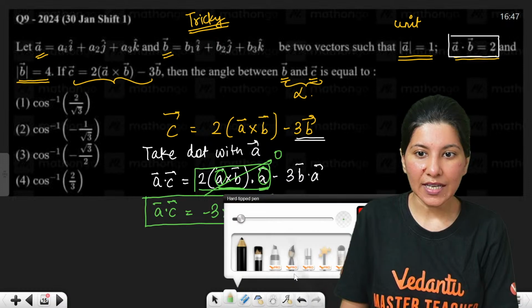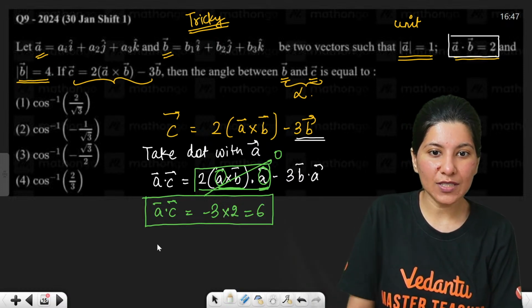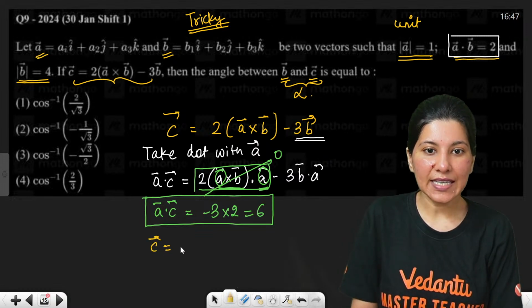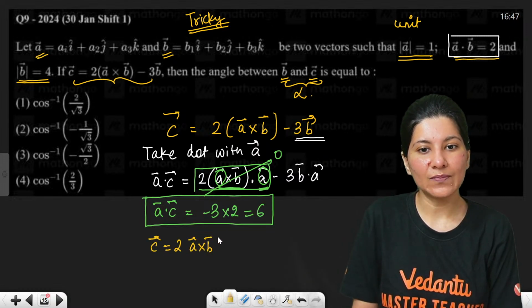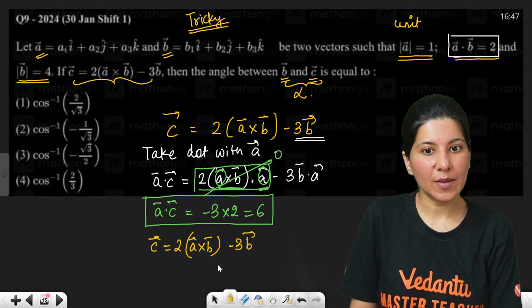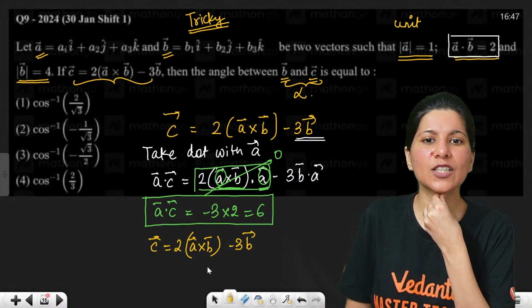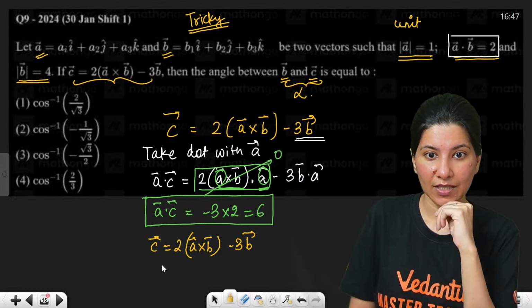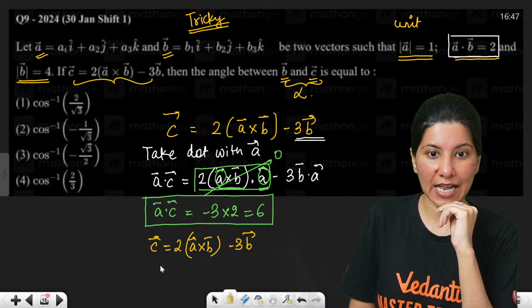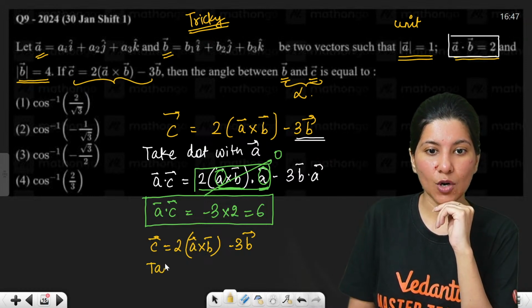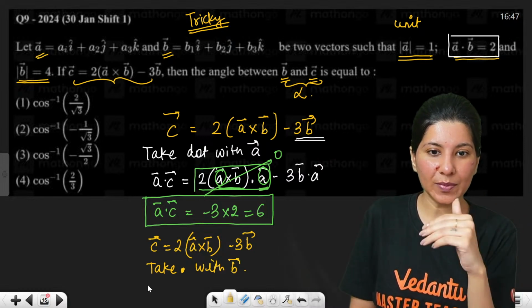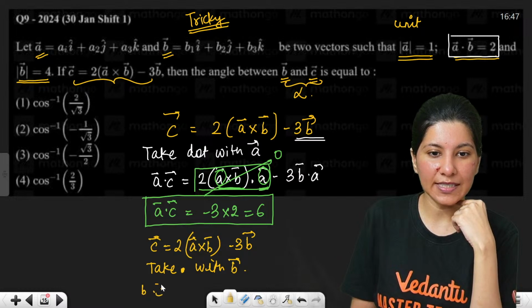We'll use it. Now again, the original equation is what? Let me just rewrite it one more time. C vector is 2A cross B minus 3B. Okay, ma'am, now what to do? Now taking dot with B vector will help. Take dot with B. Ma'am, how will it help? I'll show you. Taking dot with B vector will become B dot C.